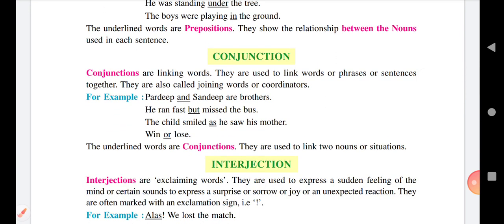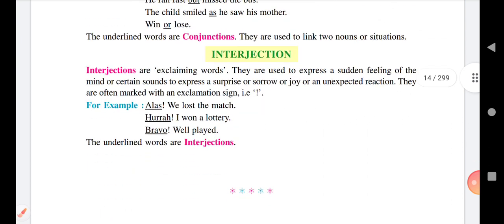Conjunction. Conjunctions are linking words. They are used to link words or phrases or sentences together. They are also called joining words or coordinators. For example, Pradeep and Sandeep are brothers. He ran fast but missed the bus. The child smiled as he saw his mother win or lose. The underlined words are conjunctions. They are used to link two nouns or situations.